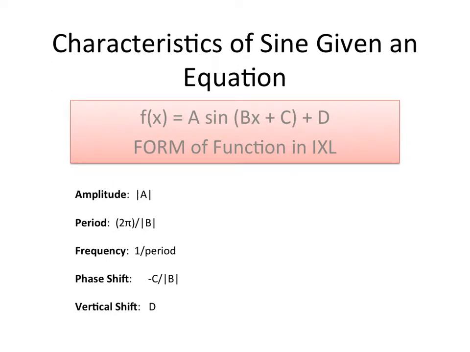When given the equation of a sine function, you can find all the characteristics of that sine function using these formulas. You can find the amplitude, the period, the frequency, the phase shift, and the vertical shift. And it's really just a matter of doing a little bit of arithmetic. And so I'm just going to show you how to do each of these given just one formula. So let's take a look at how to do that.